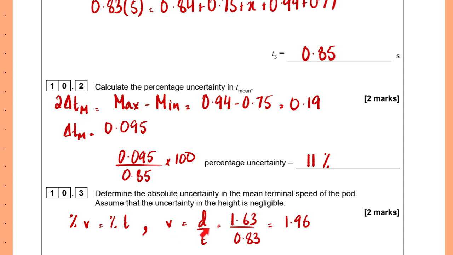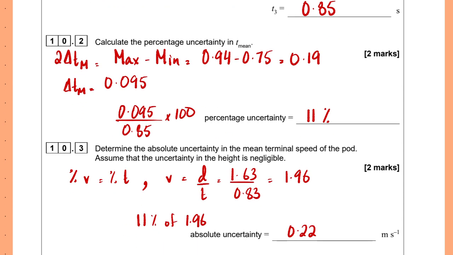So first I find the actual value by doing distance over time, 1.63 over my average time, which was 0.83. This turns out to be 1.96. Then they have the same percentage uncertainty, so I just take 11% of this value, which turns out to be 0.22.